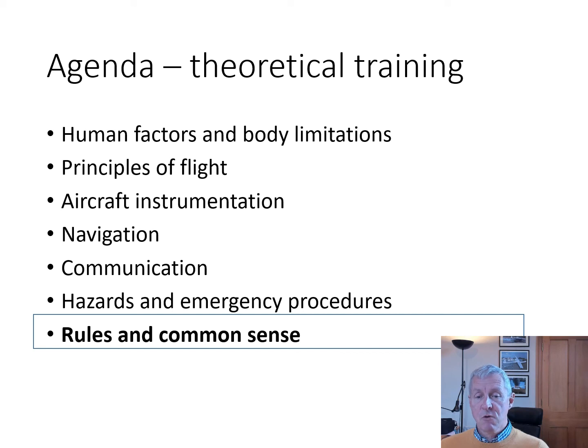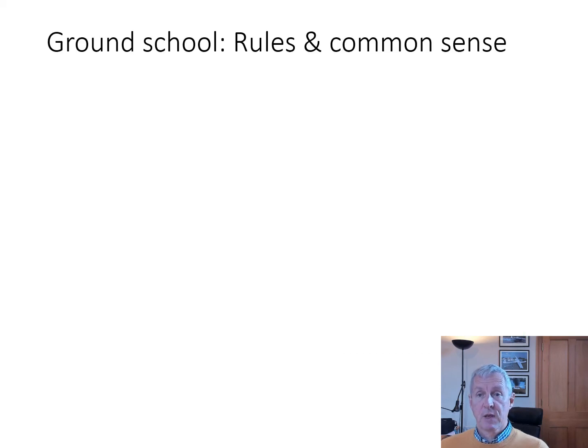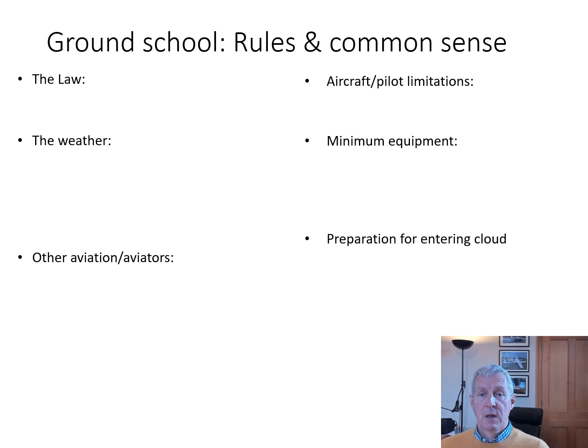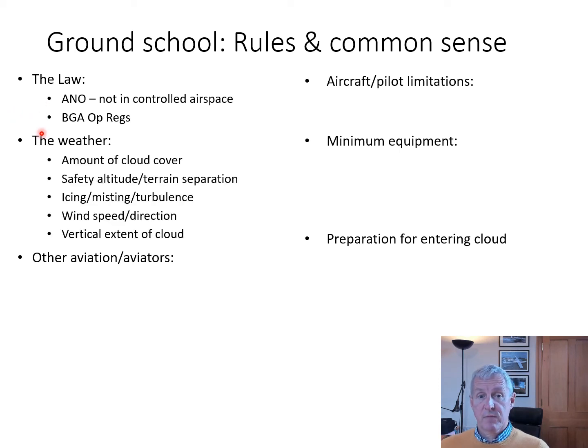Let's talk a little bit about rules and common sense. So we'll start with the law. The air navigation order says it's not in controlled airspace, and we've got some operational regs. We need to think about the weather, how much cloud cover we've got, the safety altitude and terrain separation. You need to understand what a safety altitude is and how we make sure we are separate from the terrain. Whether we're expecting icing, what the wind is doing, how thick the cloud is going to be.